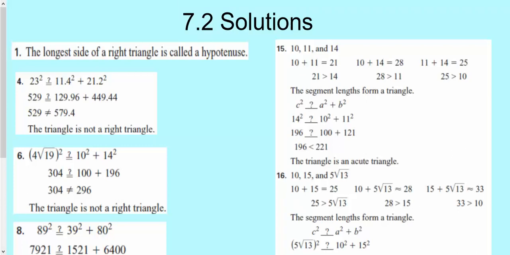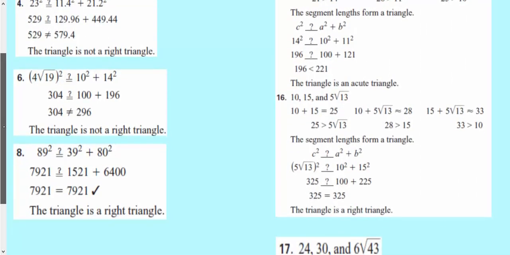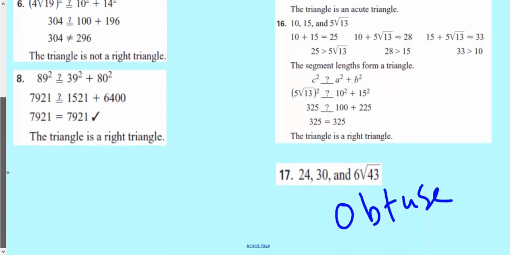Here are the answers to 7.2, working with the converse of the Pythagorean theorem. You are identifying whether or not the sides actually create a triangle. Then, is it a right triangle, an acute triangle, or an obtuse triangle? So always double check to make sure it makes a triangle before you even begin this process. And then make sure that your largest side is your C value.